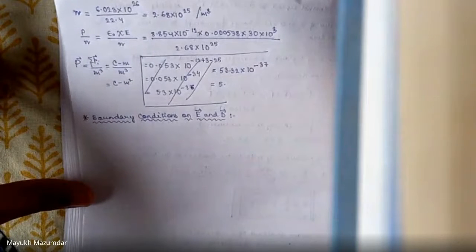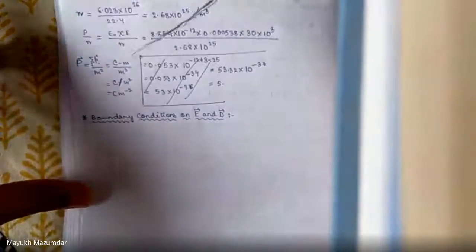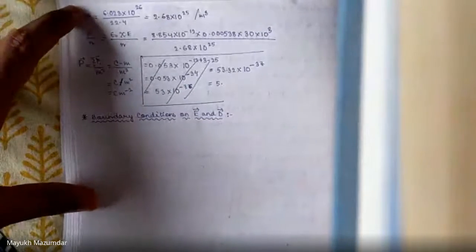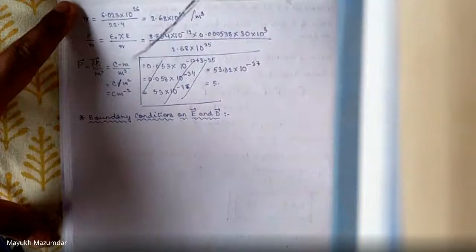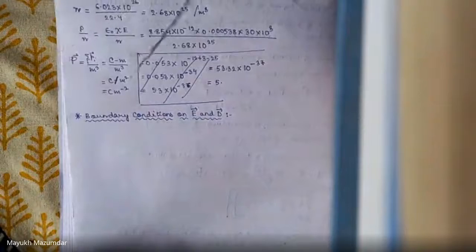Did you get it, others? So coulomb per meter square, coulomb meter to the minus 2. That time you told coulomb meter, no? That's why I got confused, sir. No, it is for this one, and that I told for P by N. Okay, sir. P by N and P are different quantities, no?